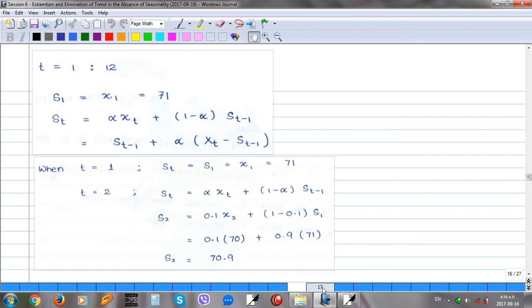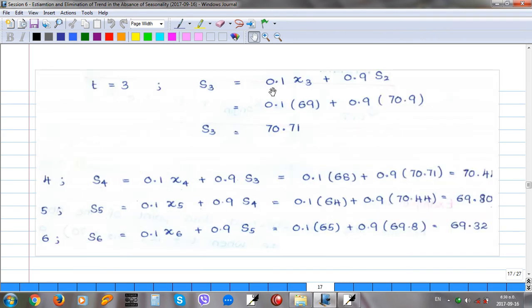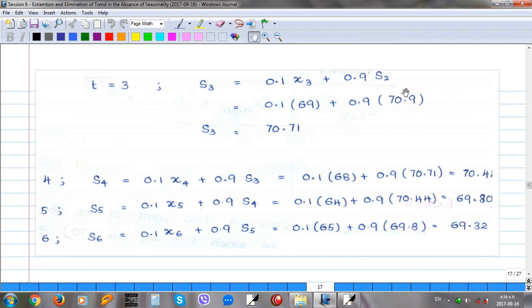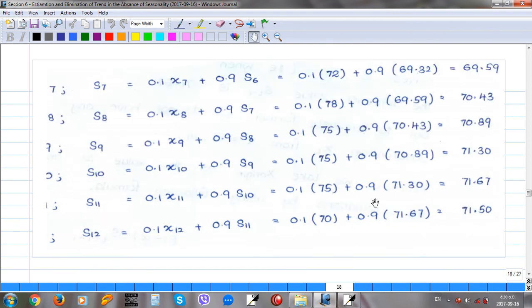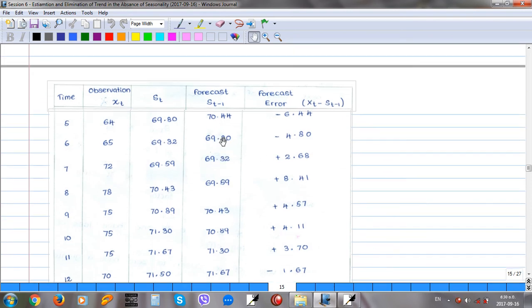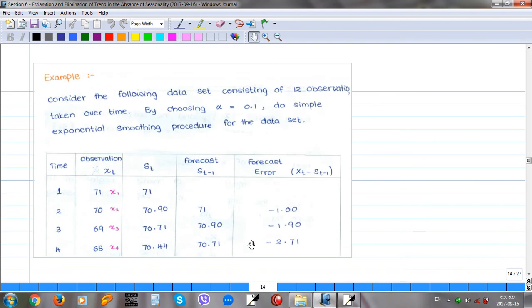Then you can find s3. Now s3 equals 0.1 times x3 plus 0.9 times s2, so here you have to take s2 and substitute the values. x3 is 69 and the previously found value s2 is 70.9, so you can substitute from here. Likewise you can find s up to s12 by substituting these things, and you can fill this table. These are the forecasting values.